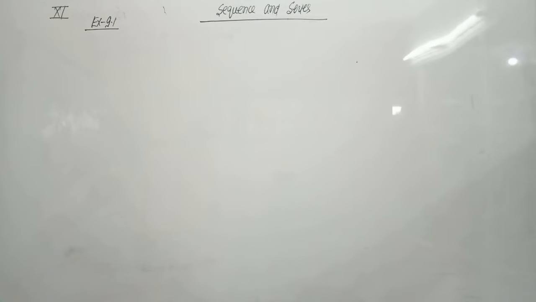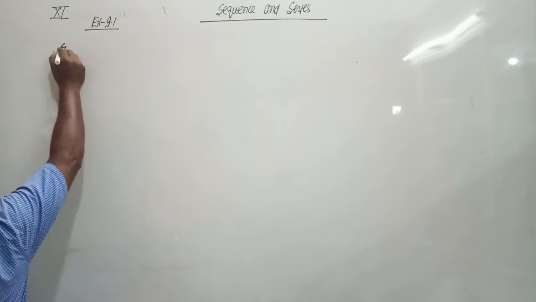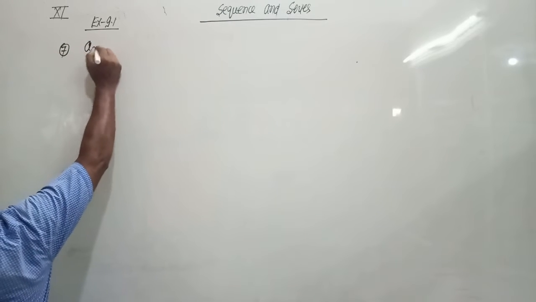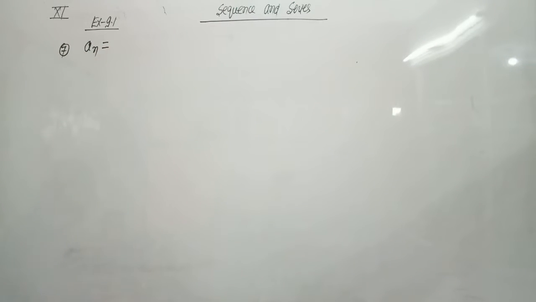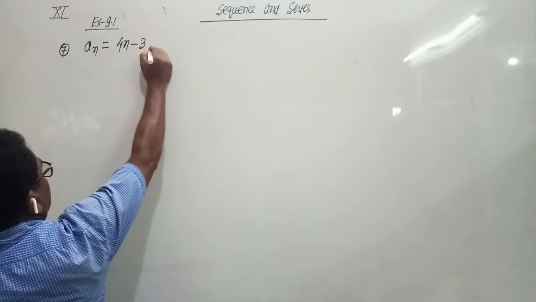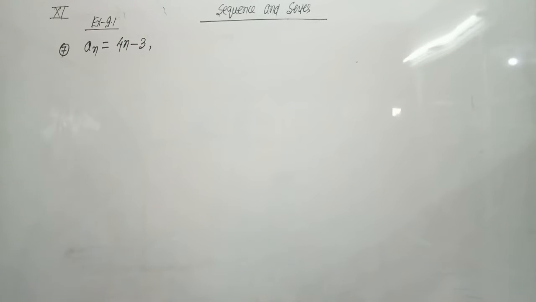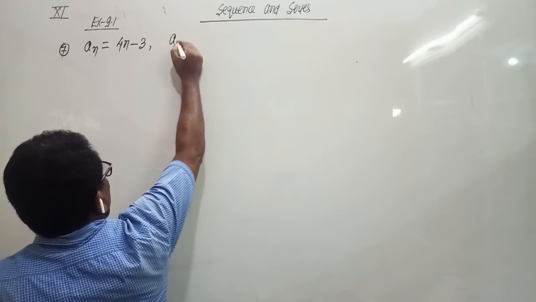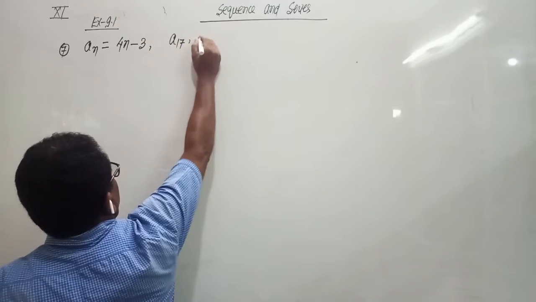Now we discuss question number 7. Find the indicated term in each of the sequences whose nth terms are given. We have given an equals 4n minus 3, and we have to find the terms a17 and a24.